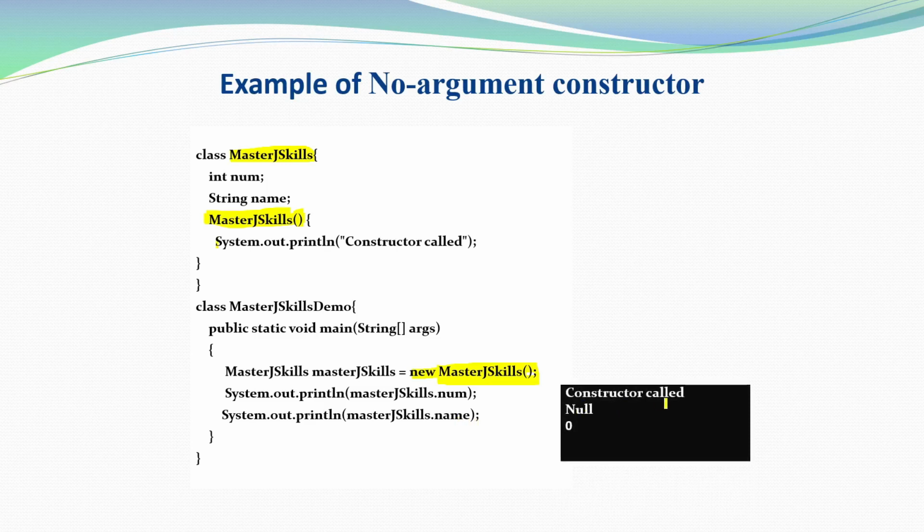You can see the constructor is called. First it is called because we are creating the object. Once we have created that object and we are accessing the properties from this particular class where we have not initialized any values for number and name, we will see that in later examples. That is why it is giving null and 0. So this is the example of a no argument constructor.